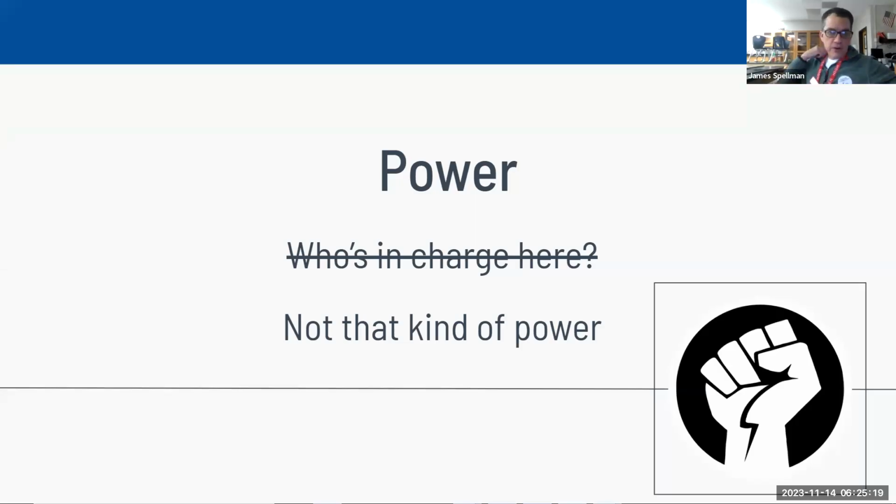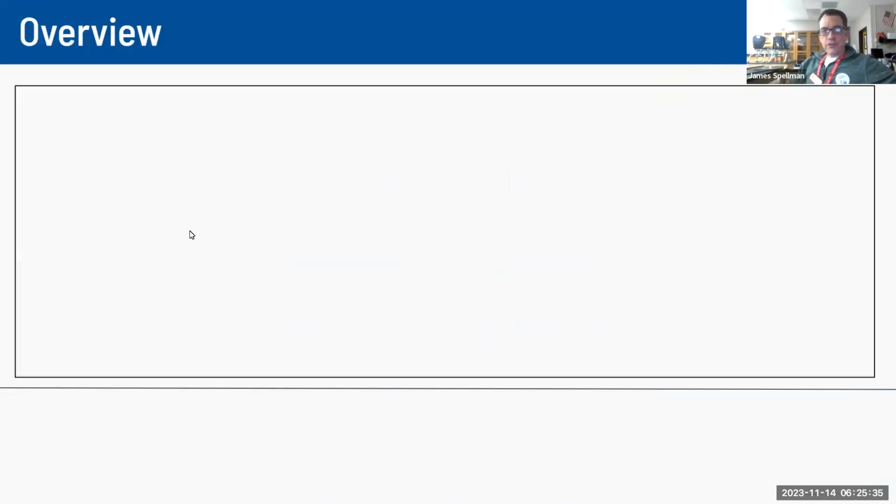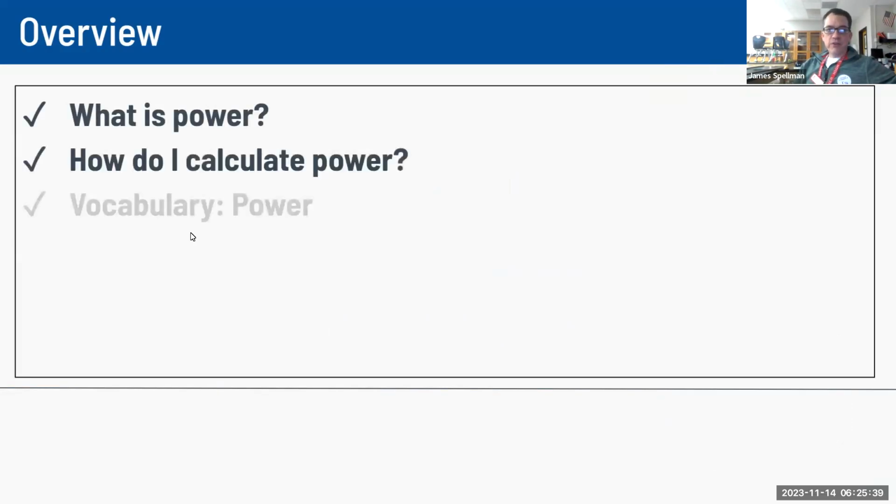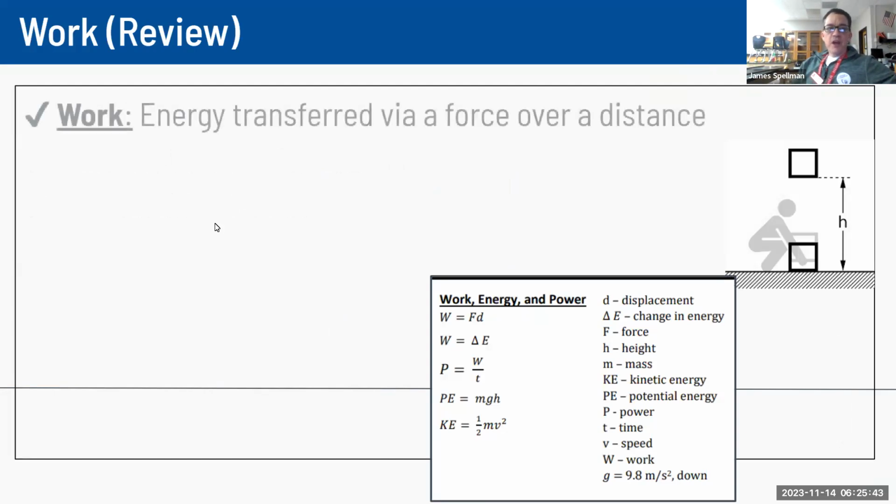Our last little topic here for this unit in work and energy and power, which is power. A word we use a lot, but in science, not the same things we use in politics or who's in charge of it. So we're not talking about who's in charge here, not that kind of power, not who rules, but something a little bit different related to work. And so we're going to discuss what's power, how do we calculate it, and that's our main little vocabulary word that we have here.